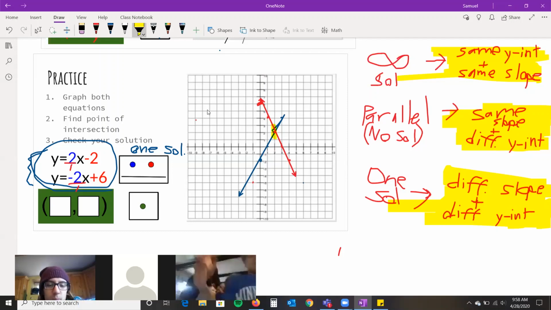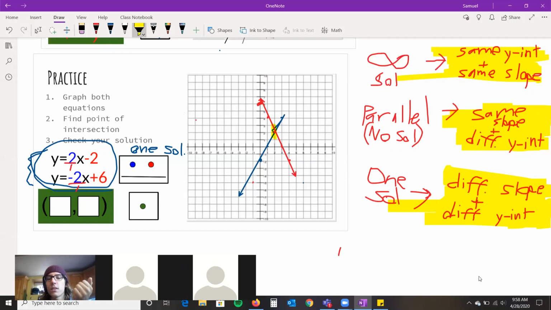All right, so that's an easy way to check if it's got one solution, no solutions, or infinitely many solutions, just by looking at it, and then that's how you graph and check your solution. Okay, so one last time, guys, I want us to just check. Good, yes, they meet at 2, 2. That is correct.